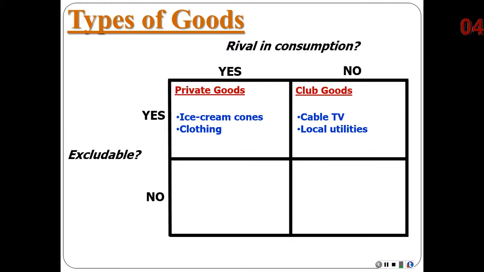And turning on the electricity for the second house does nothing to diminish the electricity consumption of the first house. Therefore, it would not be rival in consumption, but it would be excludable. If you don't pay your electric bill, they can turn it off, right? And so that would be an example of a club good.